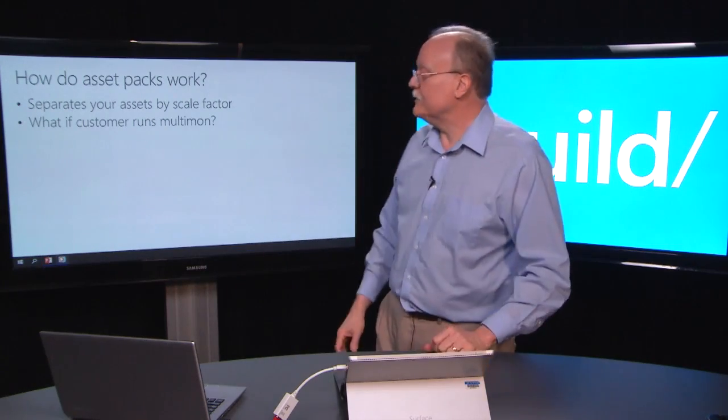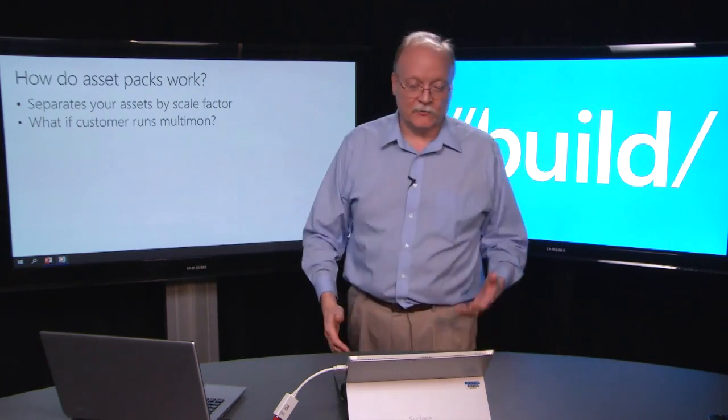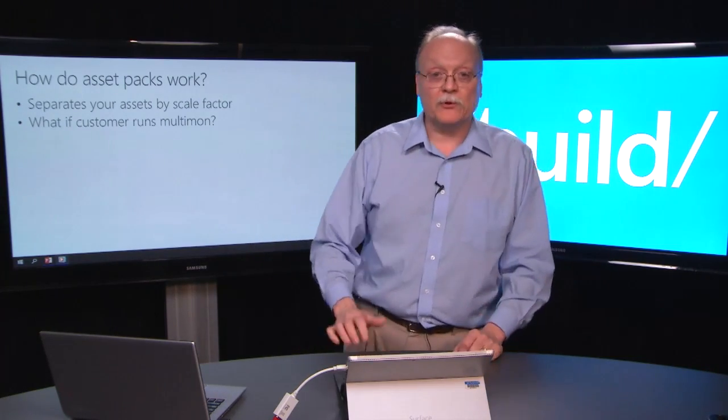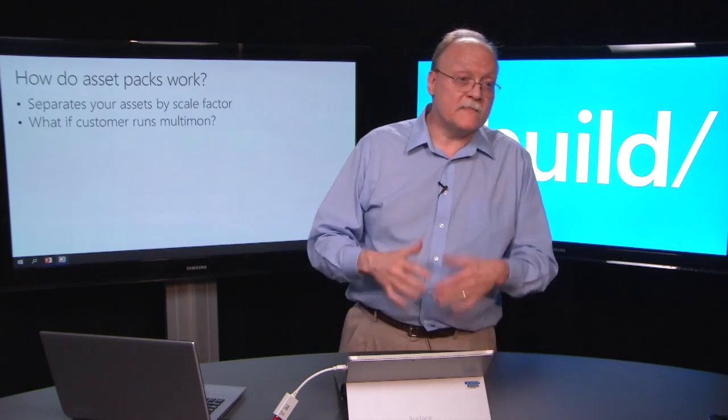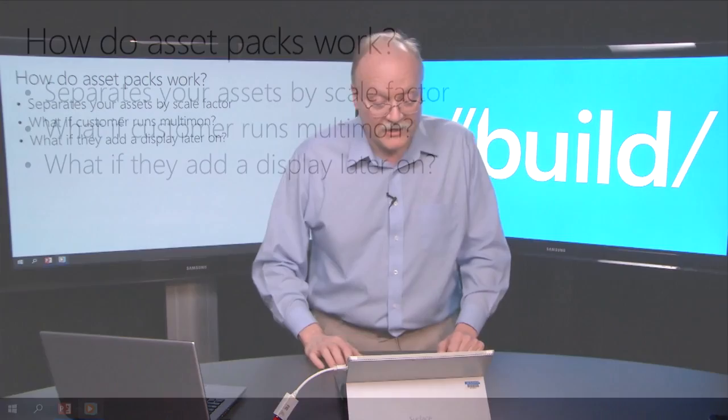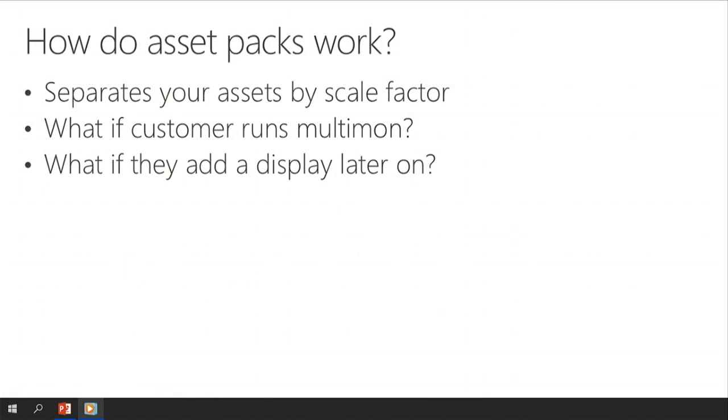Now, you may ask, well, when I'm running multimon, I've got a 100% display and a 200% display. The answer is very simple. The store detects both of those, and it sends you all of those. I hear the skeptical voices. What about if I add a display later on with a different scale factor?